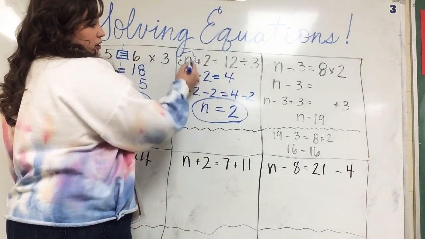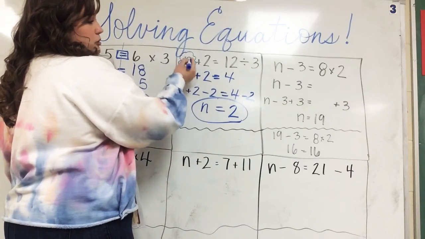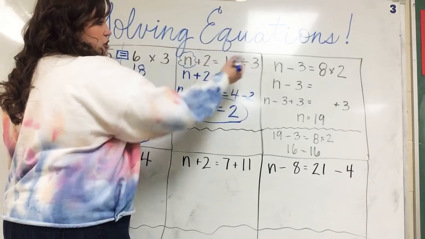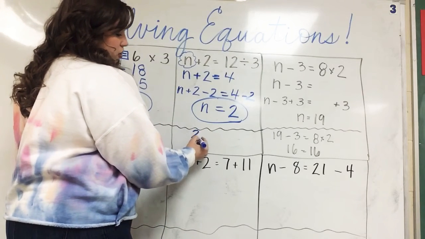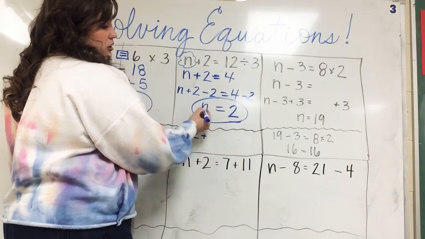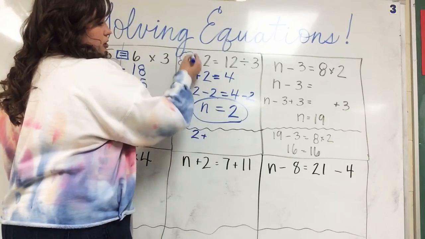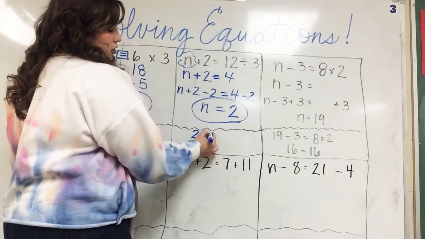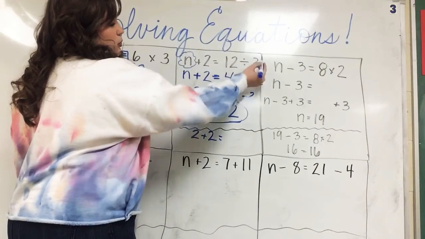Okay, because remember n, this is our unknown. So if n equals 2, we should be able to put 2 instead of n, and it should be perfect. So let's do 2, because remember, we're substituting n equals 2, so we're going to put 2 up here. 2 plus 2 equals 12 divided by 3.